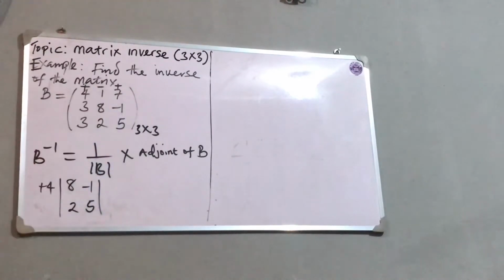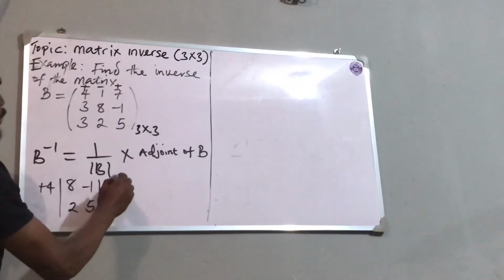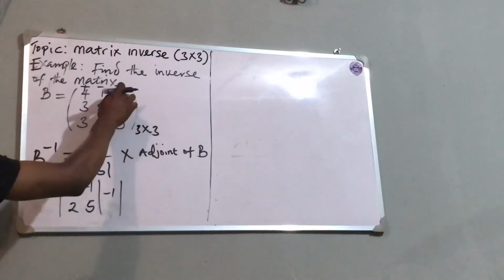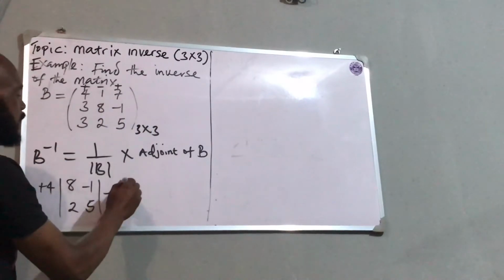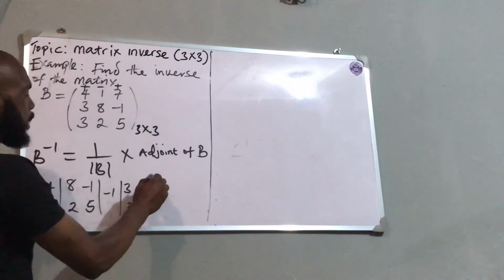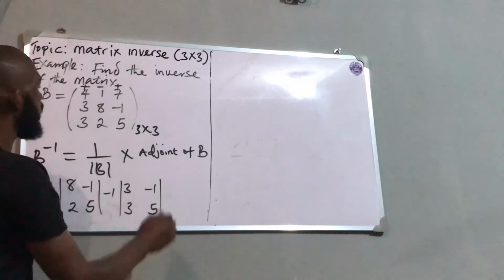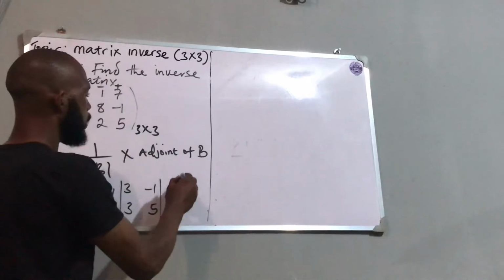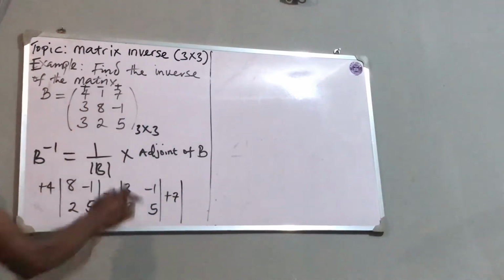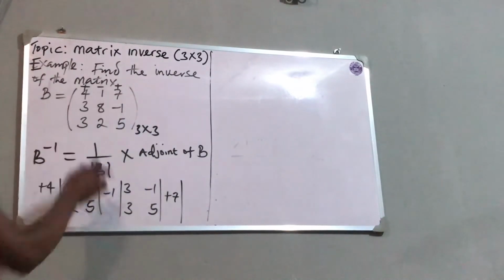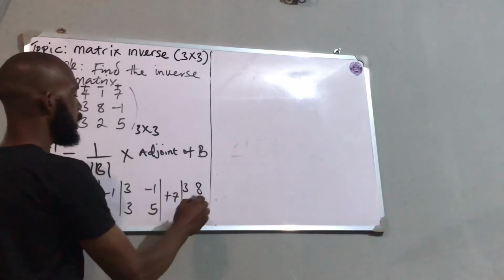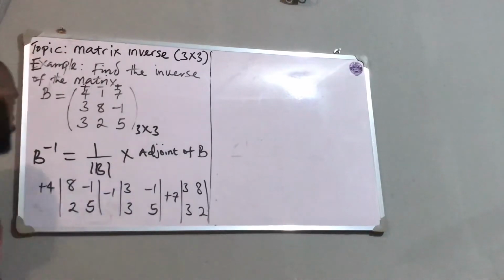The next one is minus 1. So minus 1 will delete the second column and the first row. So I'm left with 3, minus 1, and 5. The last one is plus 7. Plus 7 will delete the third column and also the first row. So I'm left with 3, 8, 3, and 2.